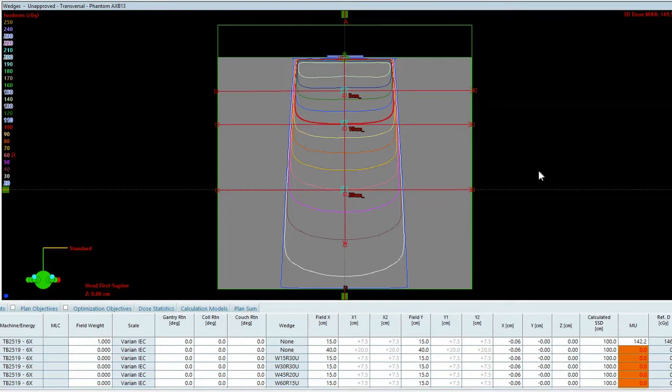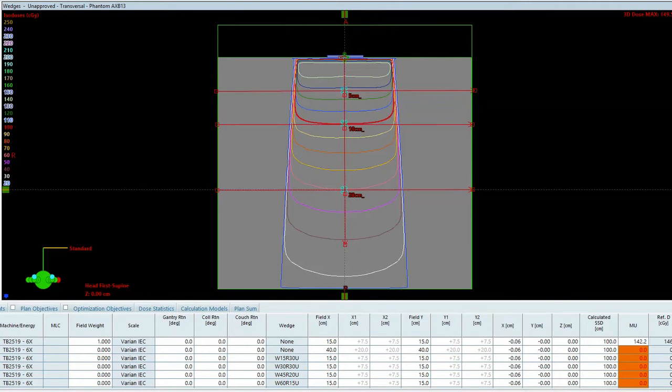So here I have a 6x open field, and I've normalized to 10 centimeter depth, so you can see my monitor units are 142 MU. So 142 MU, that makes sense. I'm 10 centimeter deep. I have a 6x open field. So I'm beyond D max. My percent depth dose is probably something in the 66% range. Plus I have a 15 field size, so we have a change in S sub C and S sub P. Anyway, so the MU makes sense.